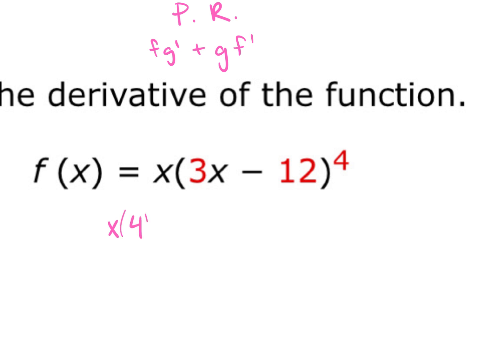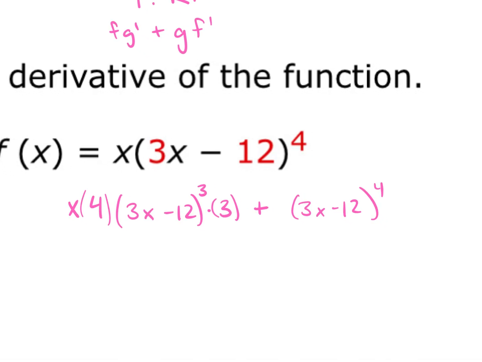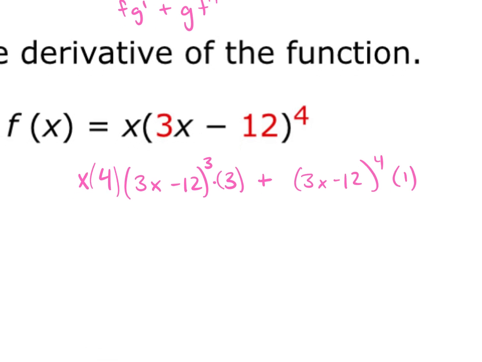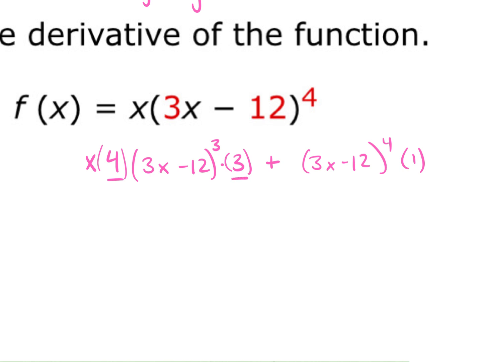So 4 times the inside stays the same, 3x minus 12 to the third power now, times the derivative of the inside. What's the derivative of the inside parentheses? 3. Plus the second now, which is 3x minus 12 to the fourth power, times the derivative of the first. What's the derivative of x? 1. We can simplify this a little bit. 4 times 3 would be 12x times 3x minus 12 to the third power plus 3x minus 12 to the fourth power. Can we simplify it anymore?